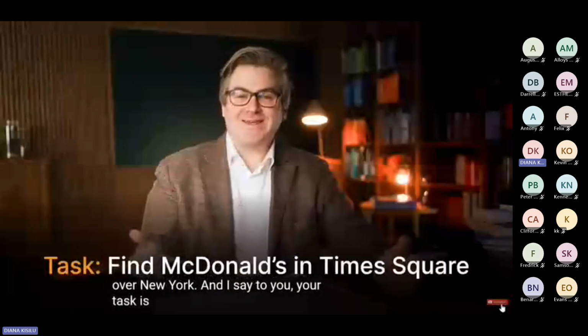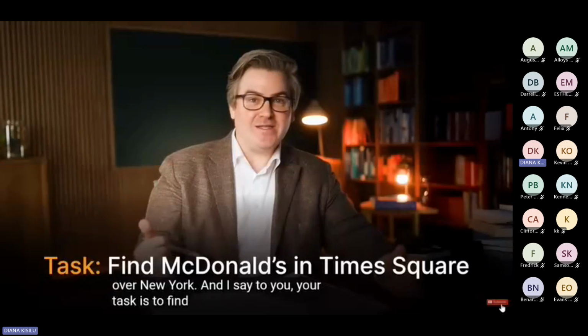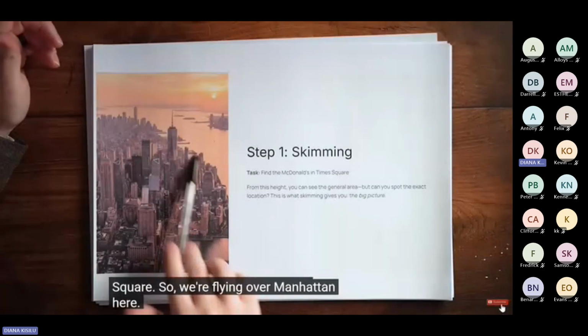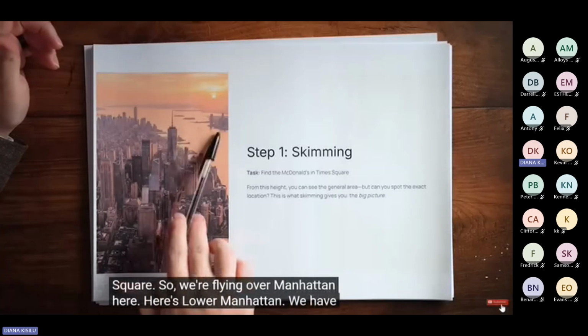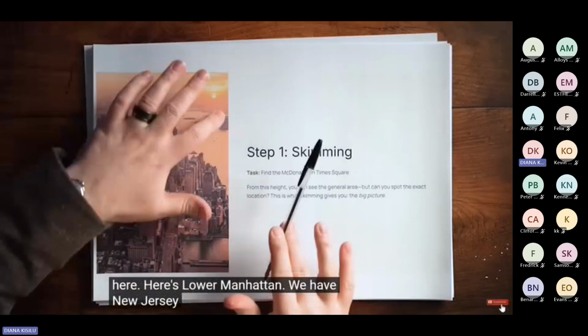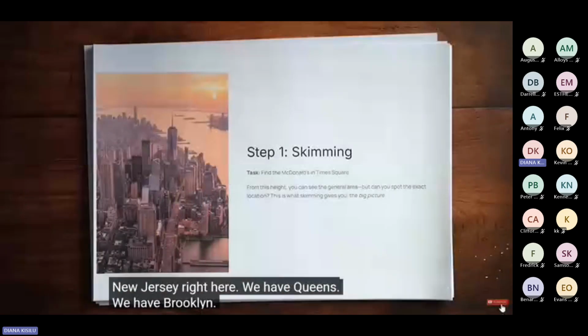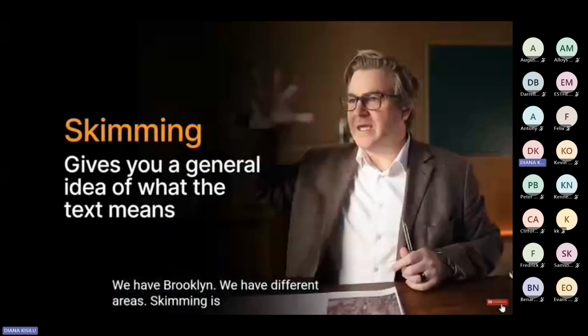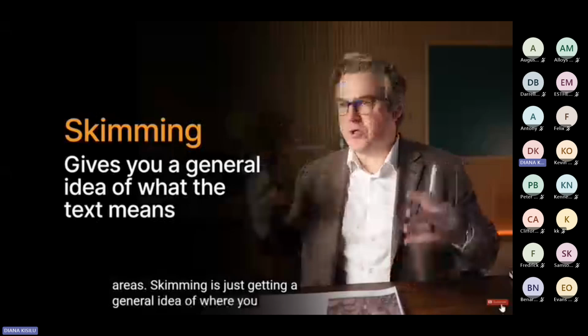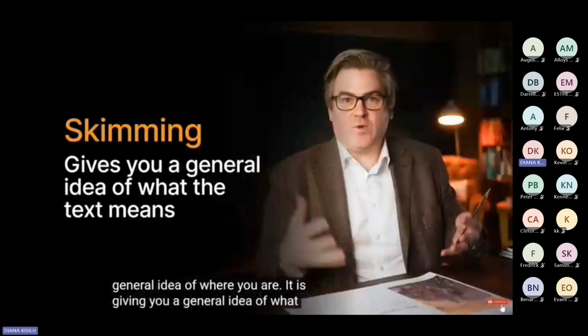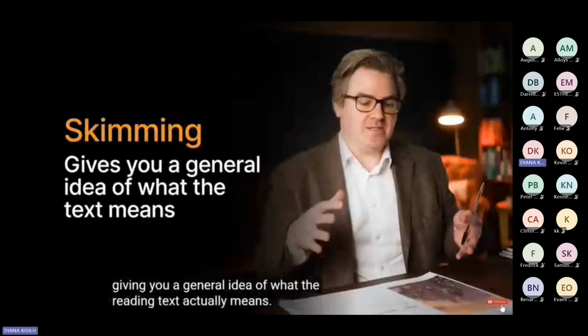And I say to you, your task is to find McDonald's Times Square. So we're flying over Manhattan here. Here's Lower Manhattan. We have New Jersey out here. We have Queens. We have Brooklyn. We have different areas. Skimming is just getting a general idea of where you are. It is giving you a general idea of what the reading text actually means.